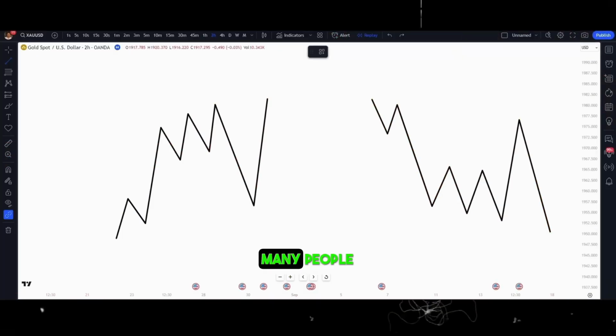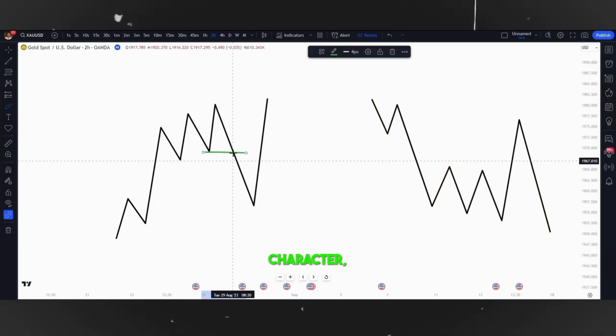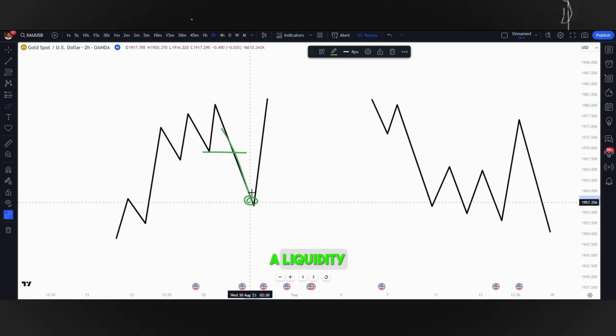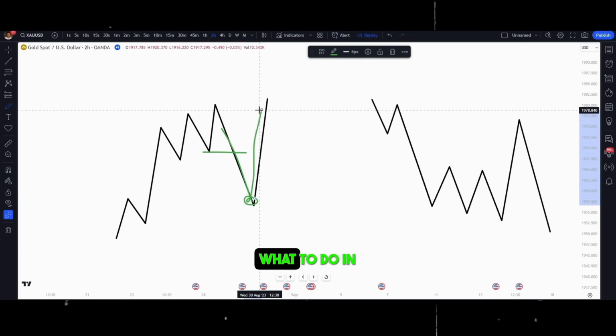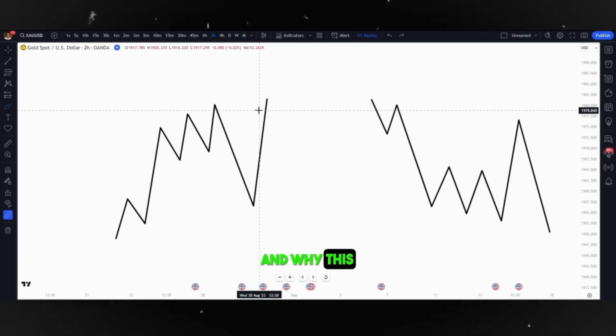In SMC, many people think that this is a change of character, but this is not a change of character. It's actually a liquidity sweep. So let's understand what to do in this situation and why this is not a change of character.